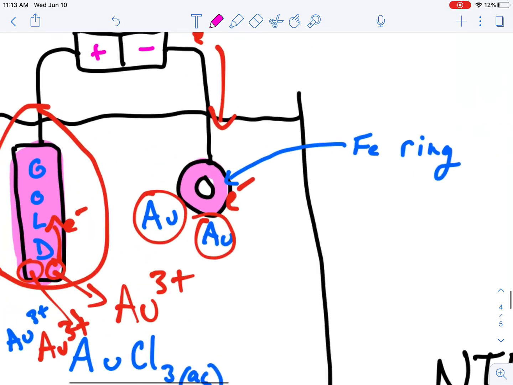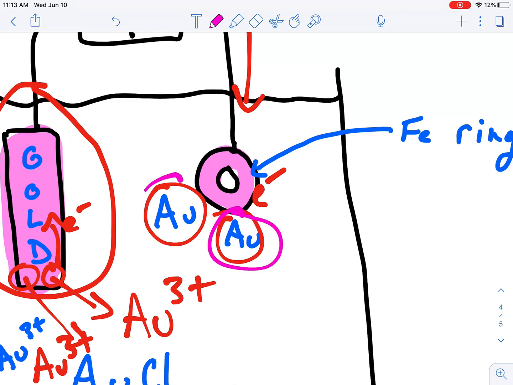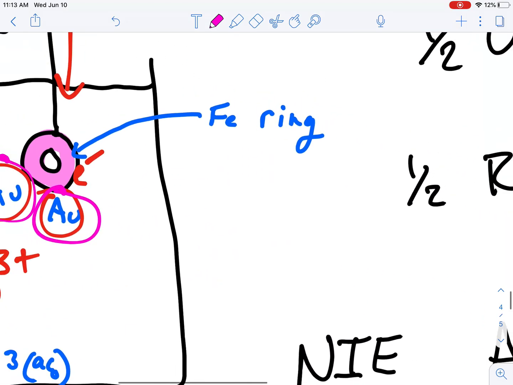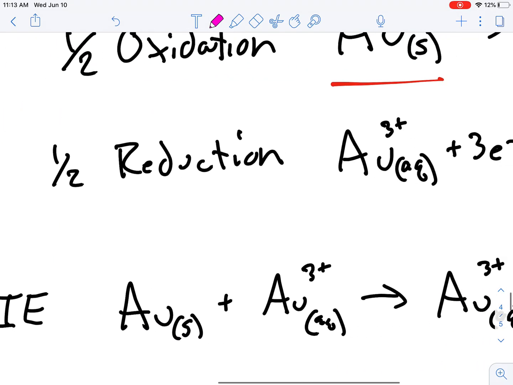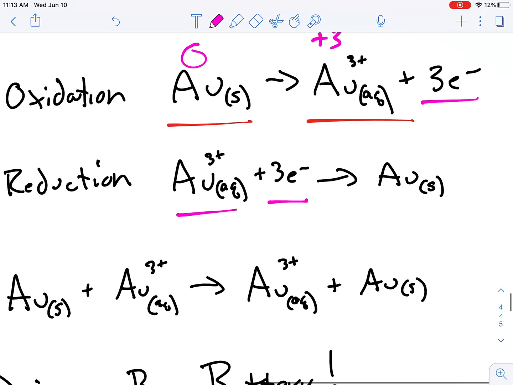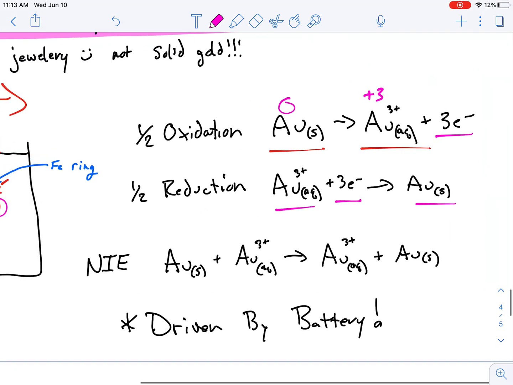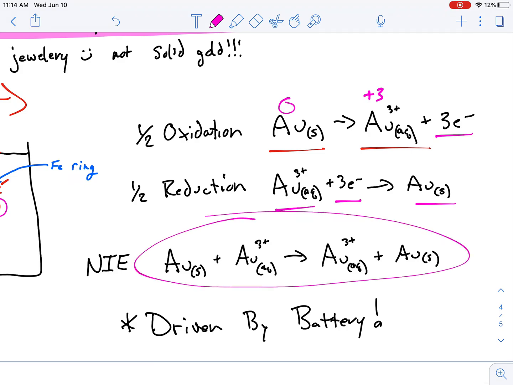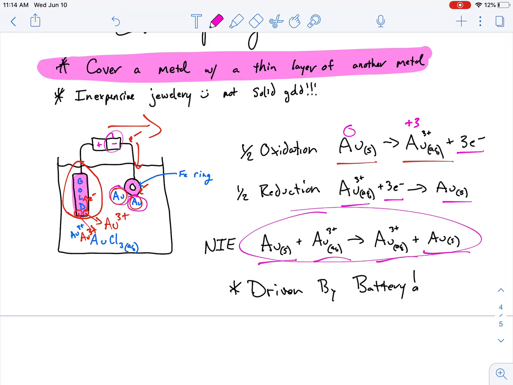Half reduction. Reduction is happening here. These ions were deposited now as solid gold. Where did they get the electrons from? Well, they got them from the battery. So my half reduction reaction, my gold ion is combining with 3 electrons and turning into solid gold. Boy, that net ionic equation looks like a mess, but it is accurate. Anyway, because it's driven by the battery, gold metal is reacting with gold ions to turn into gold ions and gold metal. That looks really weird, but that's how gold plating works. Anyway, that is that, and I bid you adieu.